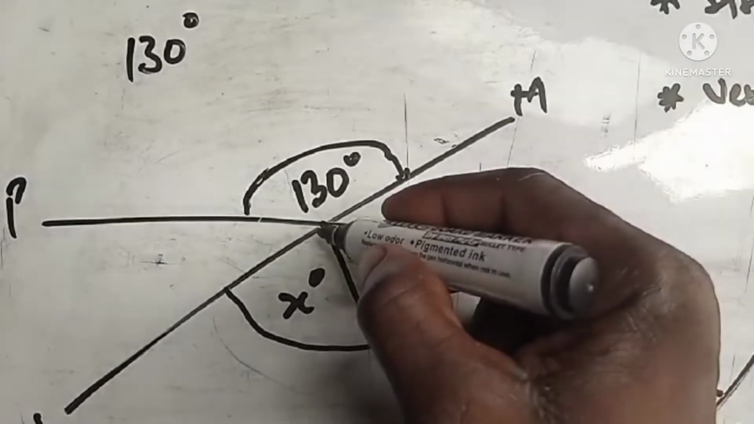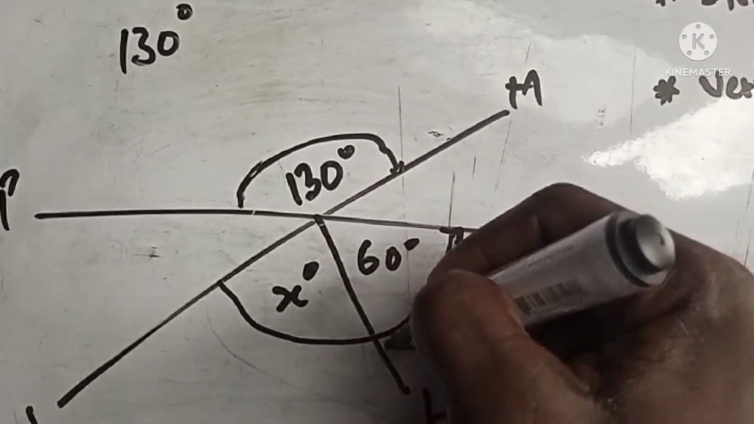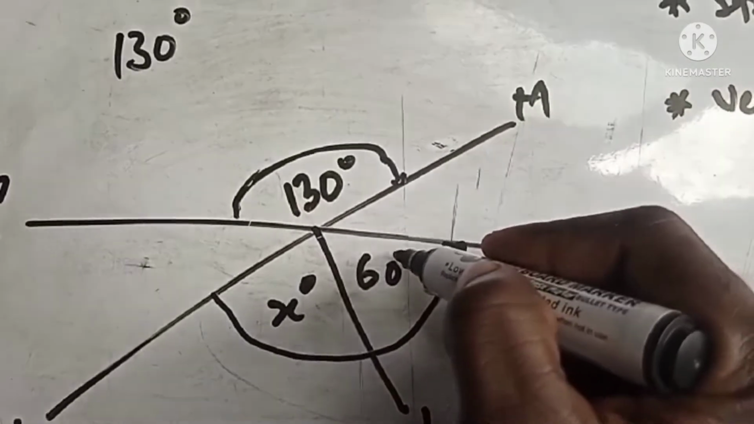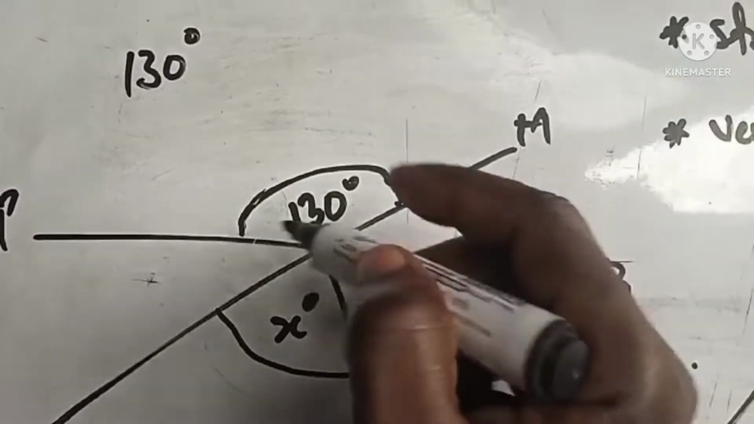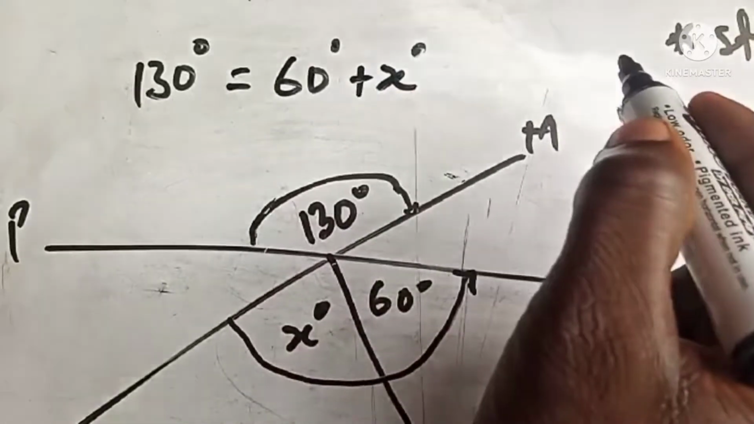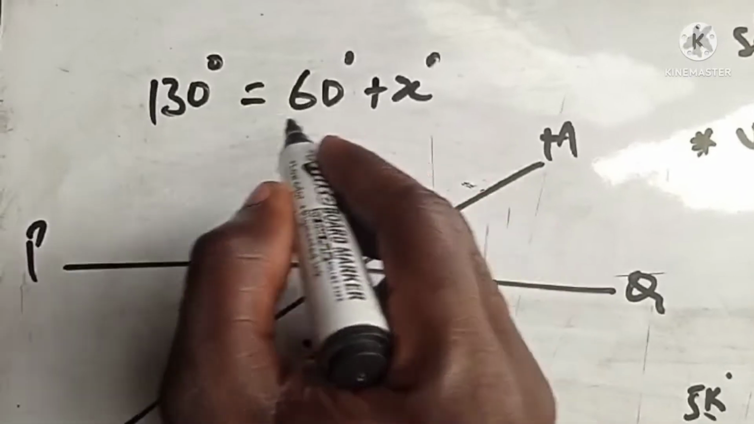Plus or 60, right? The angle here has been divided into 2. We don't care whether they divide it into 2 or into 3. The most important thing you have to see is that it must be vertically opposite. So they say they are equal, meaning that 130 here is also equal to 60 plus x degrees, right? So for you to solve for the value of x degrees, you subtract 60 from both sides of the equation.